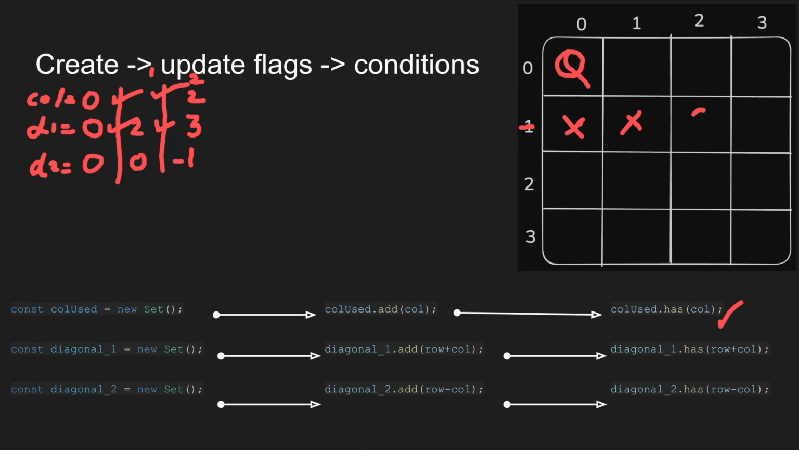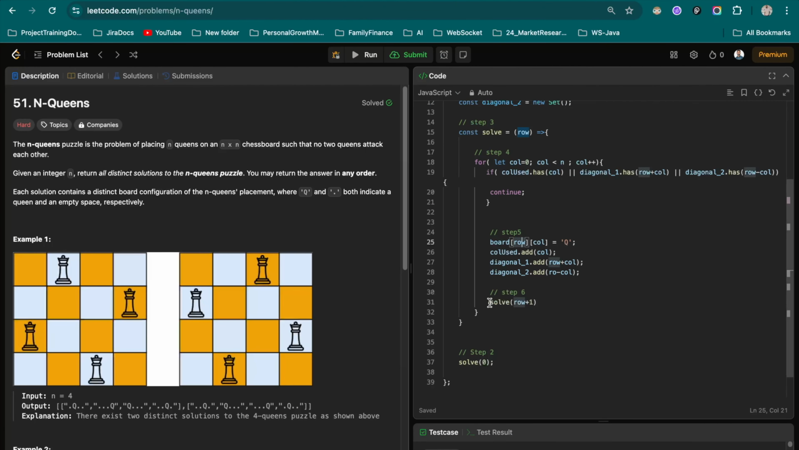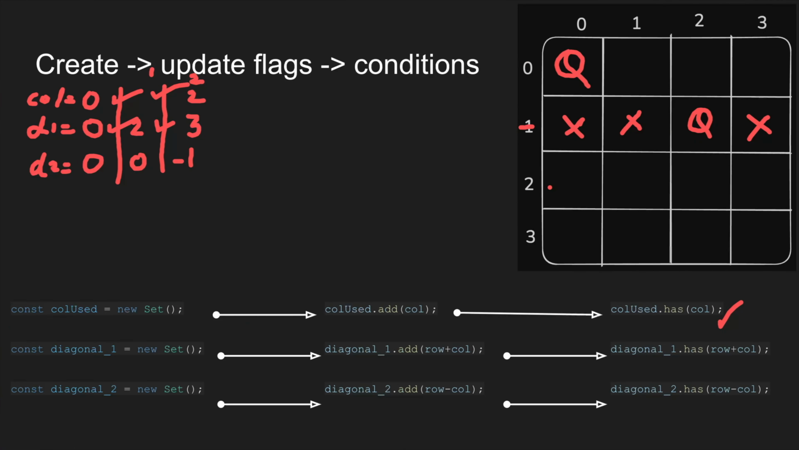That is, we can add the queen here. Next, we'll iterate to the next row by going on this line, that is row plus 1. Previously it was 1, now it will be 1 plus 1, that is 2. Now we are in this row.